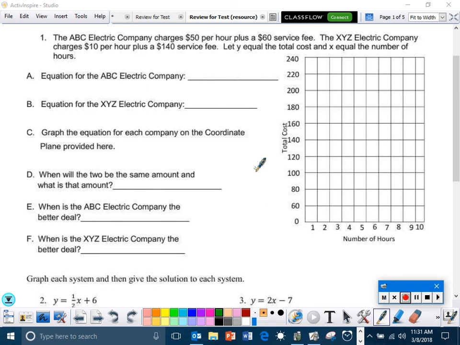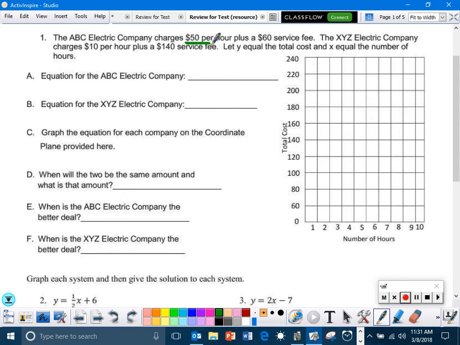Here we go. The ABC Electric Company charges $50 per hour plus a $60 service fee. The XYZ Electric Company charges $10 per hour plus a $140 service fee. Let Y equal the total cost and X equal the number of hours. All right. Here we go.